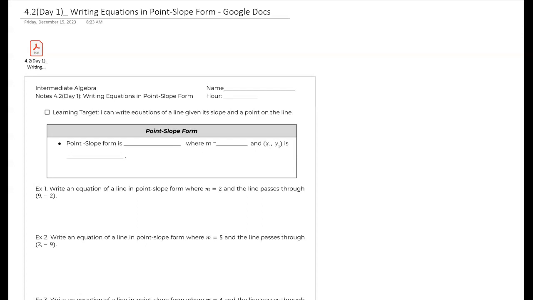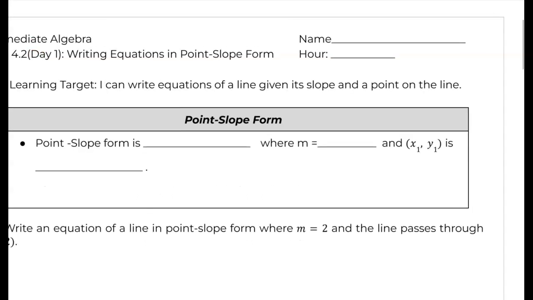We have our slope-intercept form, which is y equals mx plus b. We're going to talk through another form of a line, which is called point-slope form. So we're just going to practice today writing point-slope form. And then our last example today, I'm going to show you how you can go in between. You could start with point-slope form and then get to our slope-intercept form.